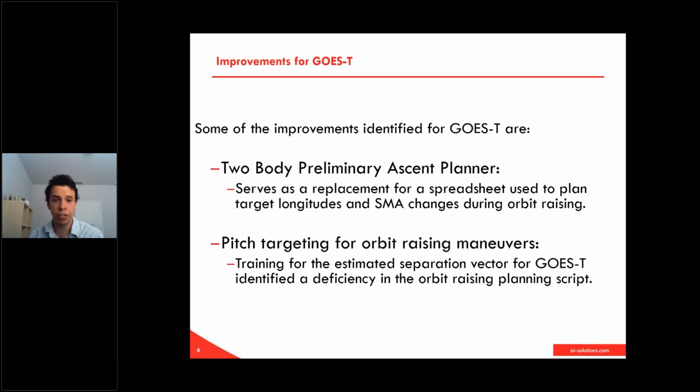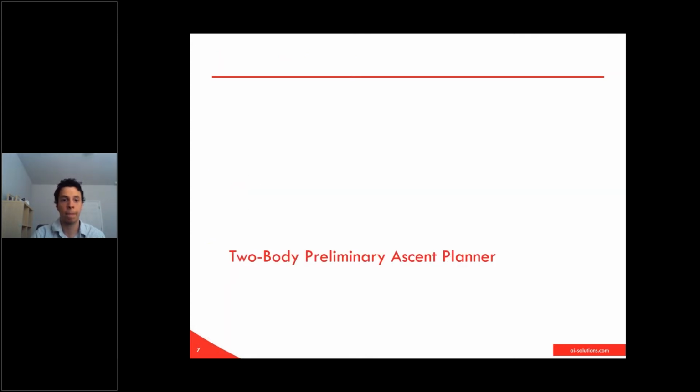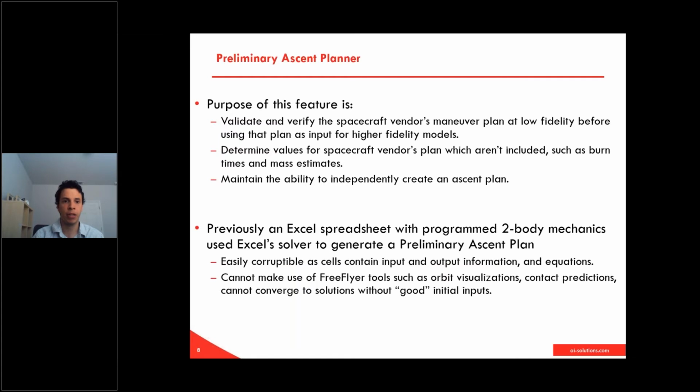In this presentation, we'll talk specifically about 2 improvements that were added to GOES FDS for GOES T. These are the 2-body preliminary ascent planner, which replaced a spreadsheet that was used to plan the semi-major axis and target longitudes at each burn, and the pitch targeting for orbit maneuvers, which was added as we encountered an issue with the way we were targeting burns. First, the 2-body ascent planner.